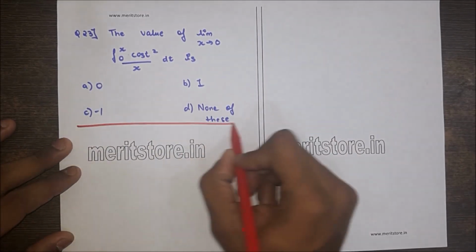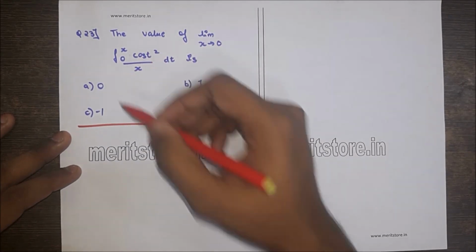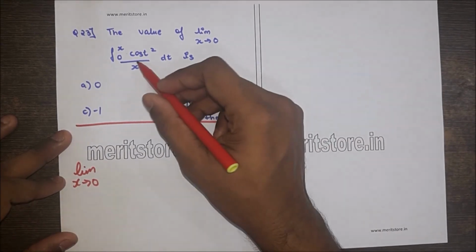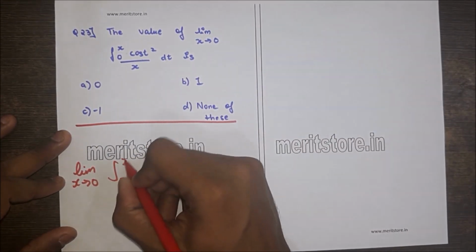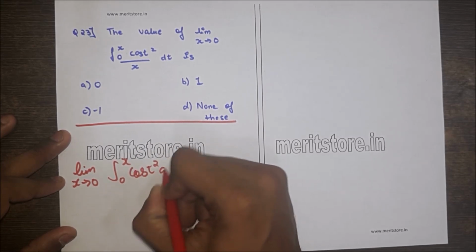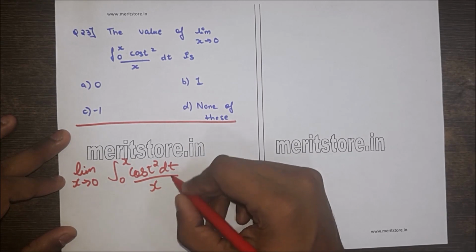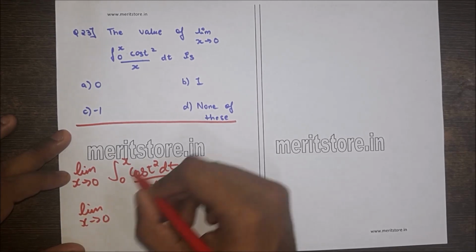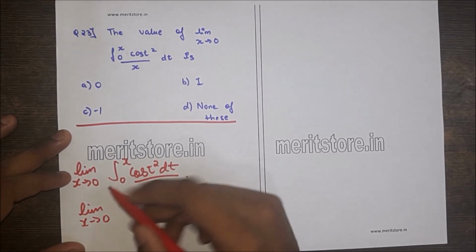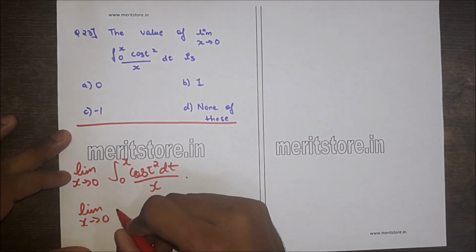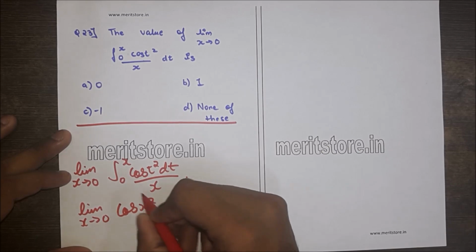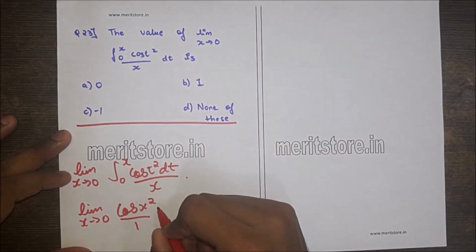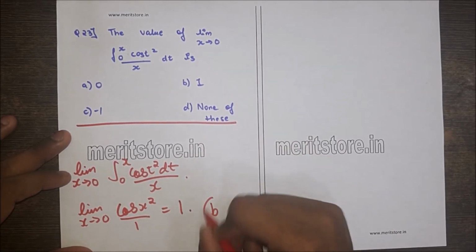What we do is first we apply L'Hopital's rule to this term, and therefore we get limit of x tends to 0 of integral of 0 to x cos t square dt by x. Therefore, limit of x tends to 0, adding the limits for the integration, we get limit of x tends to 0 of cos x square, because it's from 0 to x, upon 1, which is equal to 1. Option B.